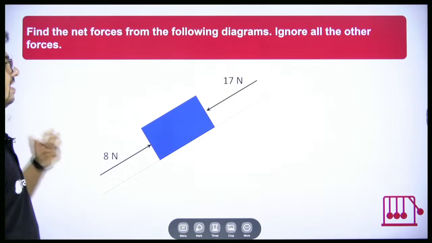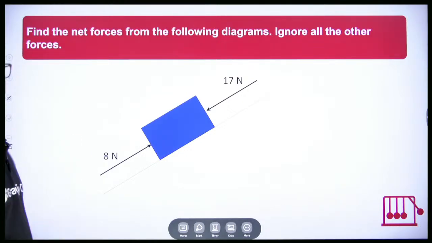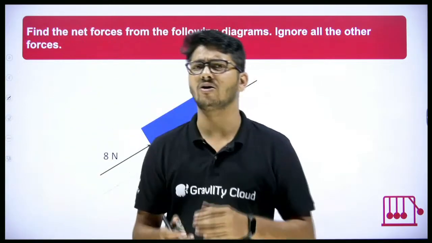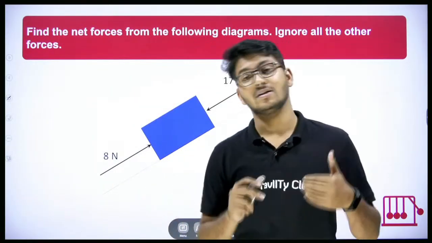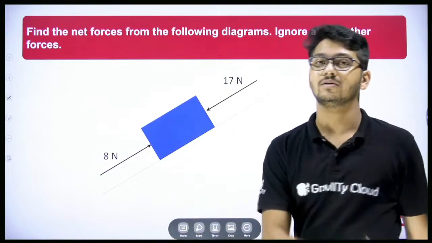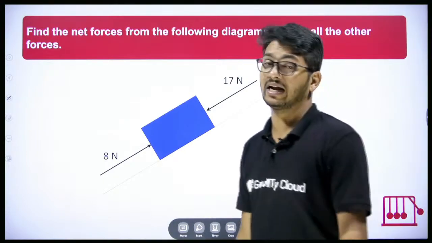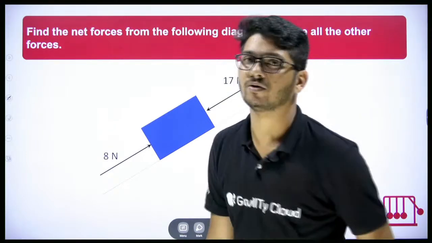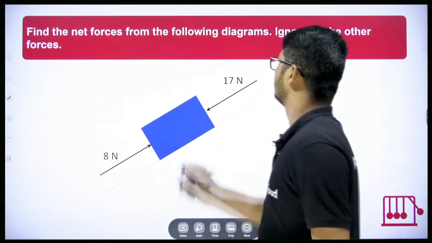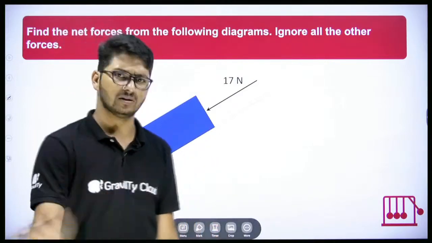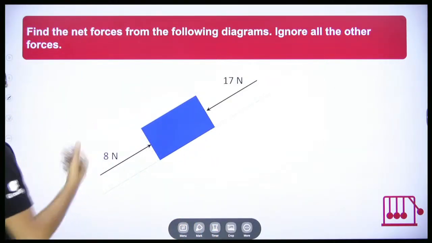Simple? Okay. Then another question for us. Again, this is interesting, because here these two forces are not towards right or left, up or down. They are along an inclined plane. So you have a box on an inclined plane and two forces are acting. So what is the net force? What is the direction? Find the net force on the following diagram. Ignore all the other forces like gravity, friction and all. Ignore them. So what is it going to be?